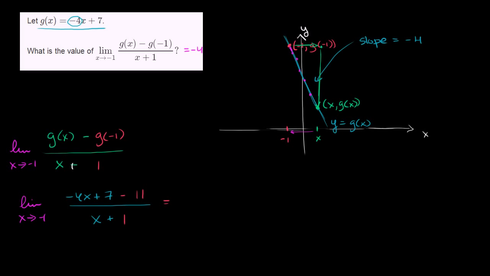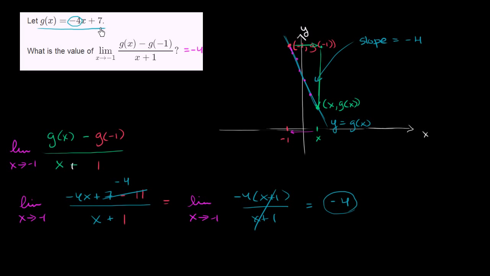So this is going to be equal to the limit as x approaches negative 1 of, in our numerator, 7 minus 11 is negative 4. We can factor out a negative 4. It's negative 4 times x plus 1, all of that over x plus 1. And then, since we're just finding the limit as x approaches negative 1, we can cancel those out. And this is going to be non-zero for any x value other than negative 1. And so this is going to be equal to negative 4. So either way, we get negative 4.